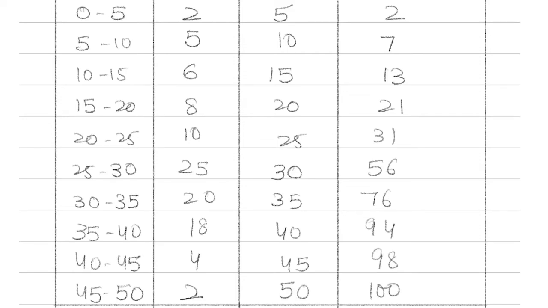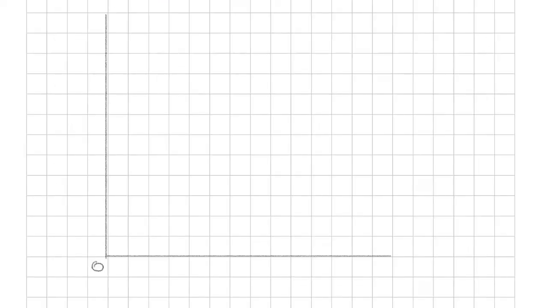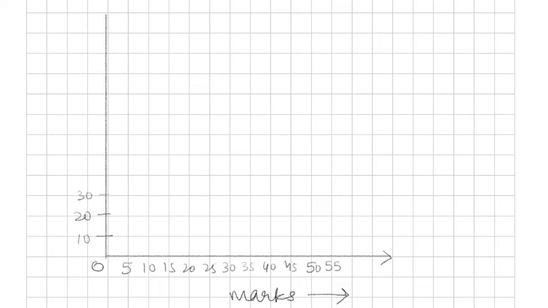We have to draw the ogive. This is the origin, and we can take the class intervals from 0 to 5, then 10, 15, 20, 25, 30, 35, 40, 45 and 50, 55 marks. Here let's take the scale for 10: 10, 20, 30, 40, 50, 60, 70, 80, 90 and this is 100. Here we are representing the number of students.